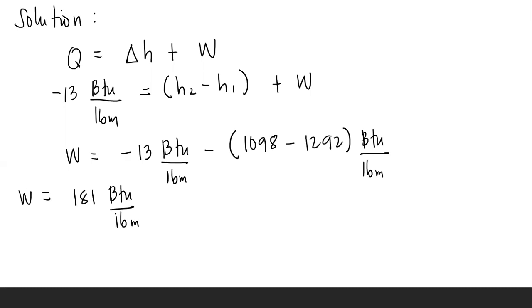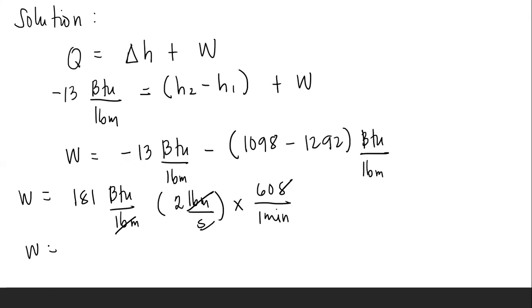Now, the requirement is in BTU per minute. Okay, we have to multiply this one by the mass flow rate. Your mass flow rate is 2 pound mass per second. Pound mass, pound mass. But the requirement is in minute, and 1 minute is equal to 60 seconds. Okay, therefore, the work is equal to 362 BTU per minute.